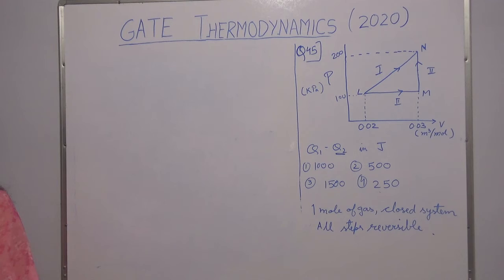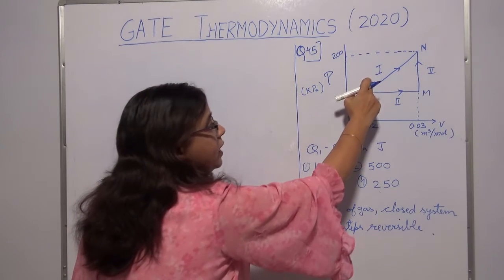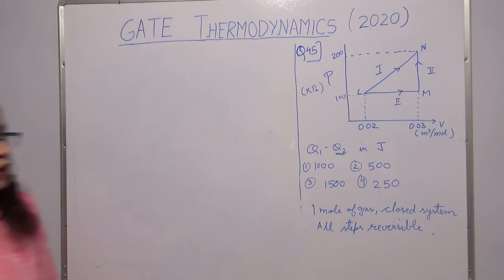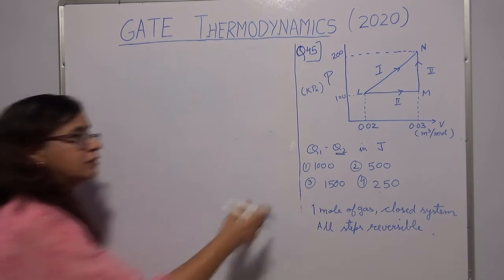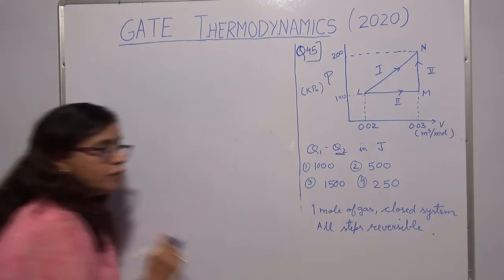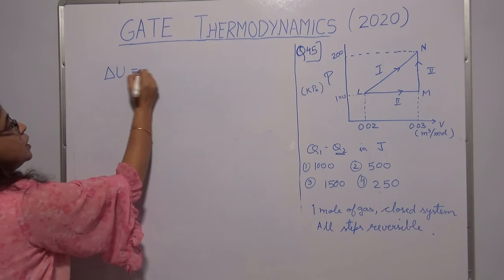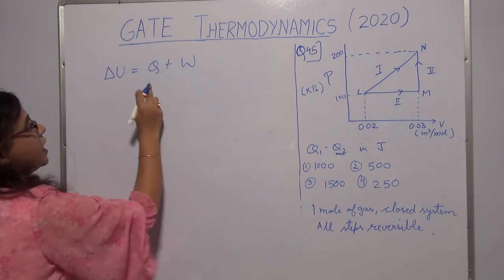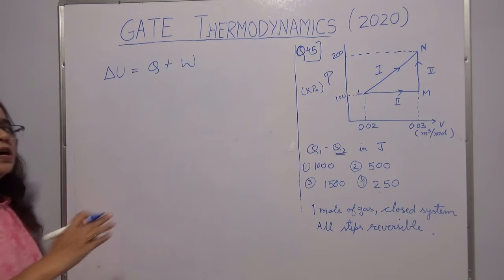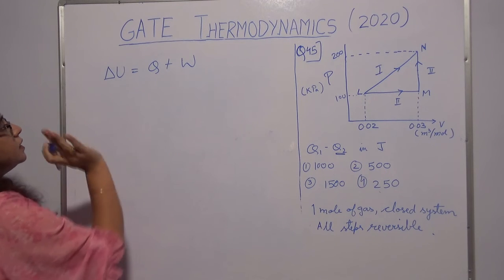Q1 is the net heat which is flowing into the system for process 1, and Q2 is the net heat which is flowing into the system for process 2. You have been asked to find the difference Q1 minus Q2. Since it is given that this is a closed system, we will write down the first law for a closed system, delta U is equal to Q plus W, where I am defining Q as the heat flowing into the system and W as the work done on the system. So that is my sign convention.